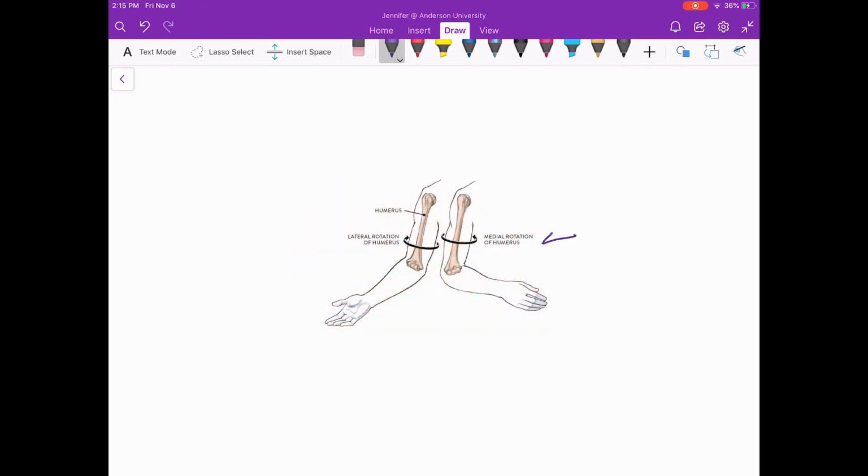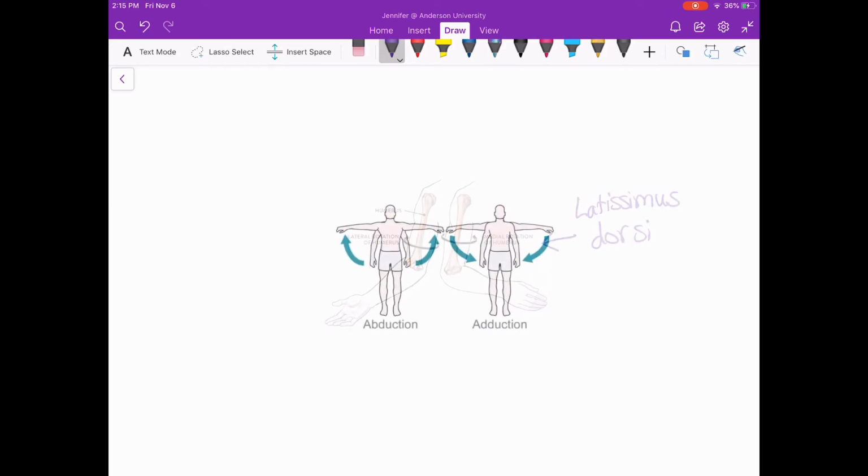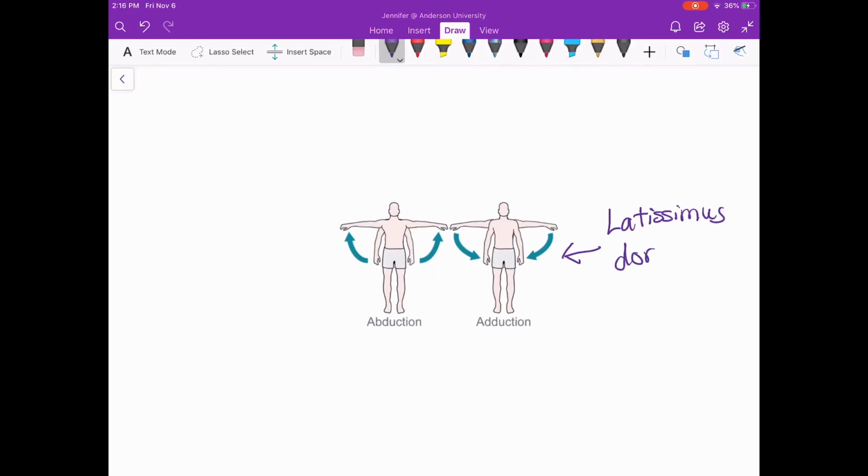We have this diagram again showing medial rotation, which goes towards the midline of the body, and the latissimus dorsi is acting with this and is acting when you do a power stroke or a swim. And here's the diagram showing adduction and abduction. Again, the latissimus dorsi acts in adduction and medial rotation, so it makes sense that those things will go together because they go towards the middle.